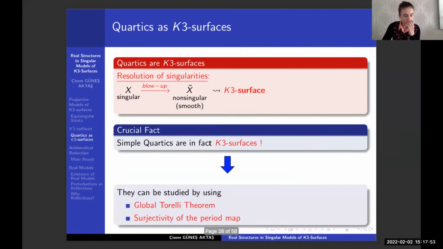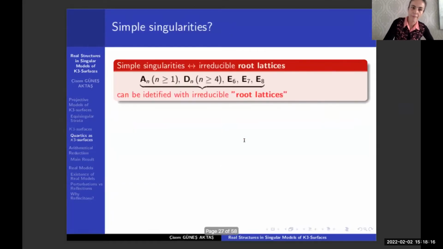And since quartics turn out to be K3 surfaces, we can study them by means of the tools that come with K3 surfaces. And the most important tools are here, the global Torelli theorem and the surjectivity of the period map. These are two strong tools coming with the package of K3 surfaces.